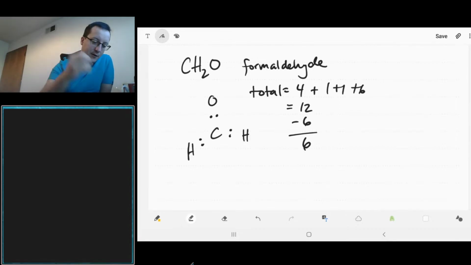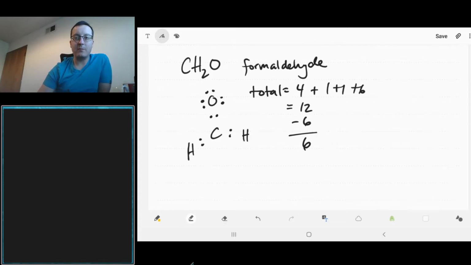The hydrogens are already filled, so we can skip those. Remember, hydrogen only wants 2 electrons. It does not need any more, so we're okay. Let's now look at all these. It looks like hydrogens are happy, oxygen is happy. However, our carbon is not happy.